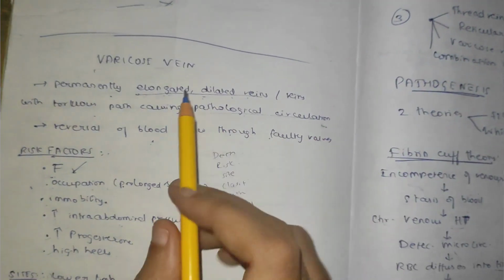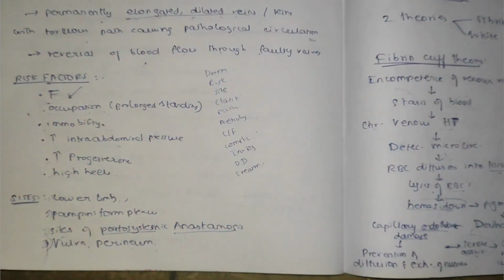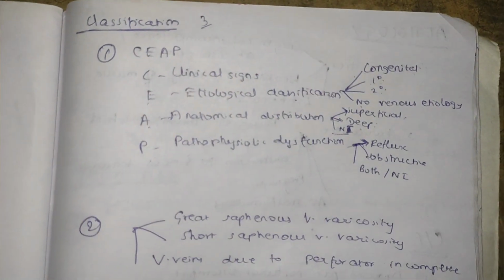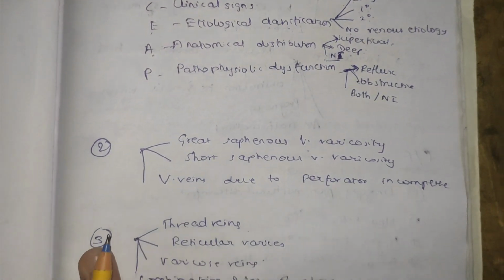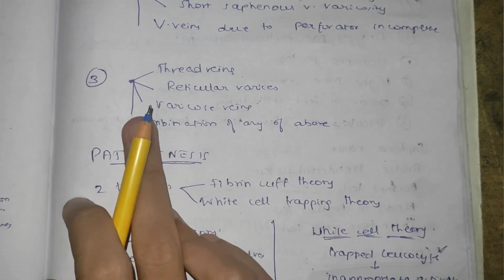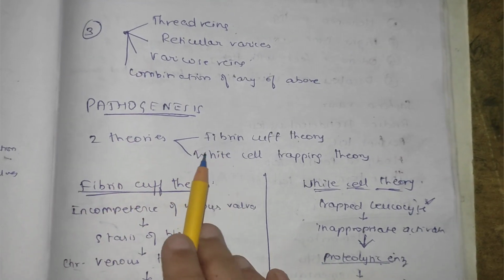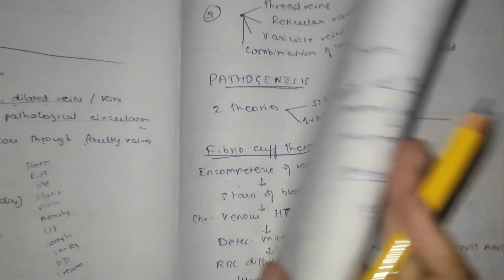So first we've seen about the definition, risk factors, sites where it is more common, and then about the three types of classification. Sieve classification depending upon the vein, three types of classification, and depending upon the diameter of the vein. Pathogenesis, two theories, fibrin cuff theory and white cell trapping theory.